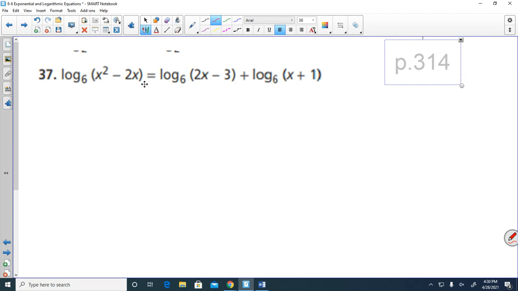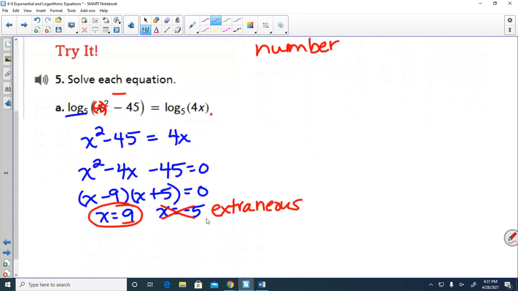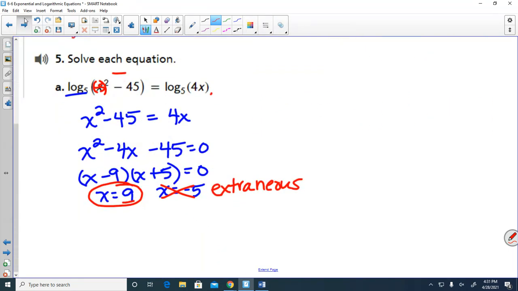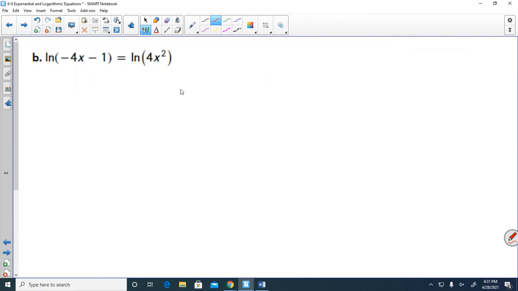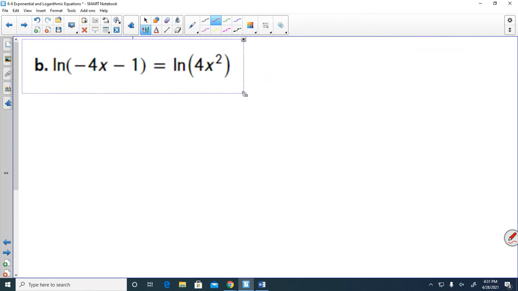Then if you look at, I thought we had an example B somewhere. Here's example B. Natural logs will work the same way. So I see natural logs, they both have the same base. So I can set up negative 4x minus 1 equals 4x squared and then solve.